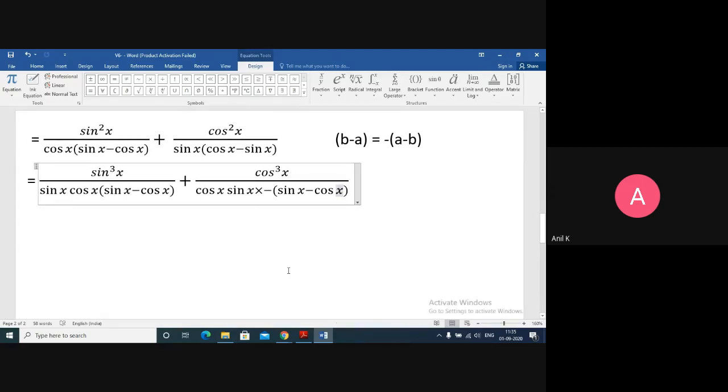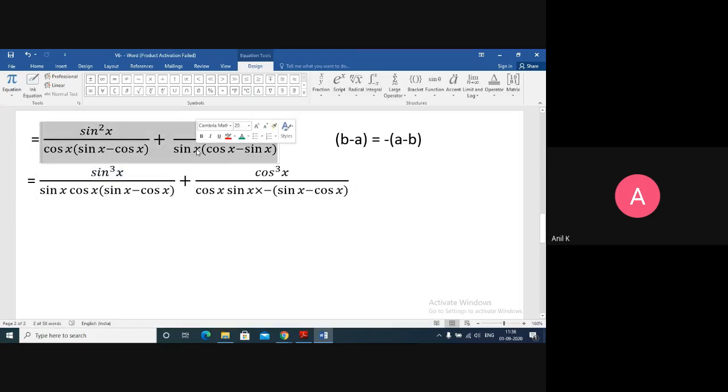Is this tip clear for everyone? Because this is most confusing for most of the students. Is it clear for everyone? Someone asks: can you explain this step once again, the last one, the sin cube x one? I'll explain. See here, look at both the denominators of this fraction.